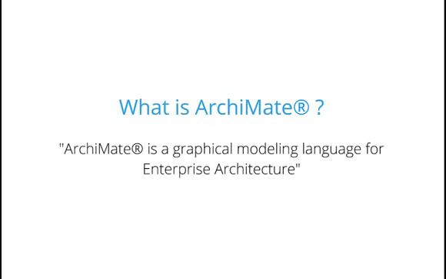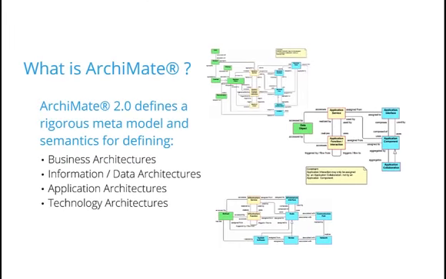So what is ArchiMate? The Open Group say quite simply that ArchiMate is a graphical modeling language for enterprise architecture. But what does that mean? What we see in ArchiMate is a build-out. It's an elaboration of the TOGAF architecture content metamodel in a way that gives enterprise architects more power and flexibility to define business architectures, information data architectures, application architectures, and technology architectures.